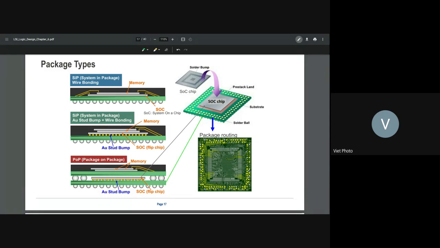The difference between system in package and this one is that you have a SoC here. That means SoC, the system on chip. So these two things will be on the same chip. It's not like two different things, right? Here you see two things.